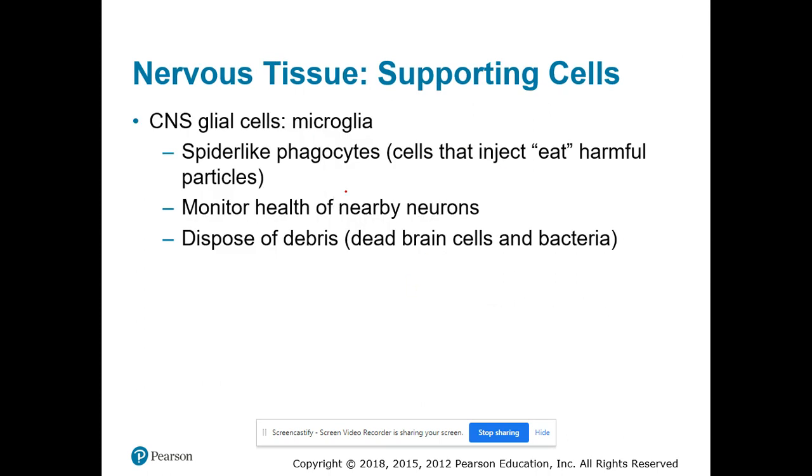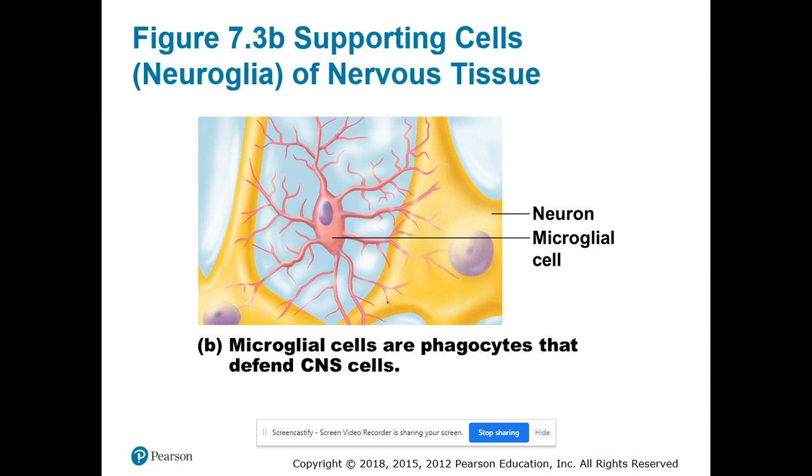The second type we're going to talk about is microglia. Microglia are said to have a spider-like appearance, and they are phagocytes. Phago, the key word here, means to eat. They help monitor the health of neurons by basically ingesting or eating any dead debris, such as dead brain cells and bacteria. Here's a good example of an artist's drawing of microglia cells. These again have a more spider-like appearance, and they're going to be cleaning up any debris that they find.